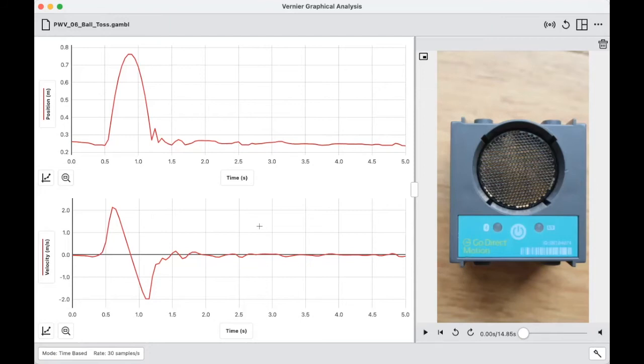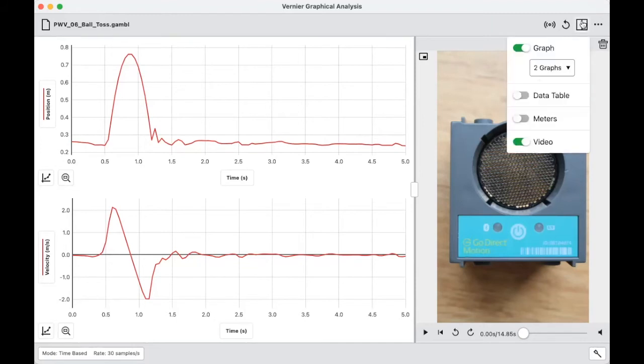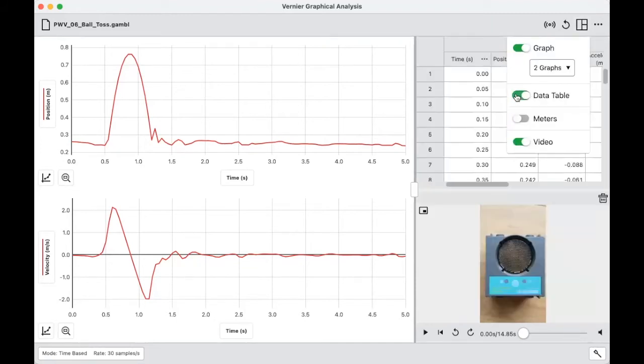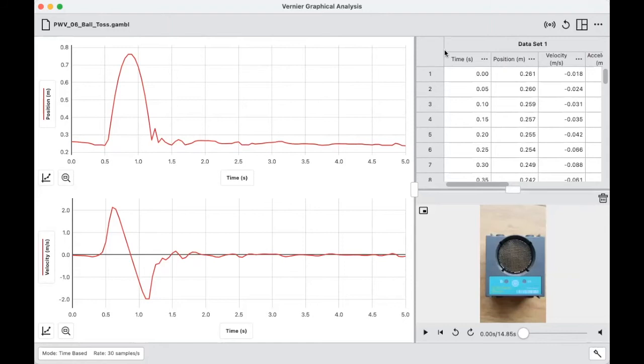So I might want the students to calculate the potential energy and the kinetic energy, and then maybe calculate the total energy of the system. So to do this, I want to come up here and actually show the data table. And at first, I think what I will do is calculate the potential energy.